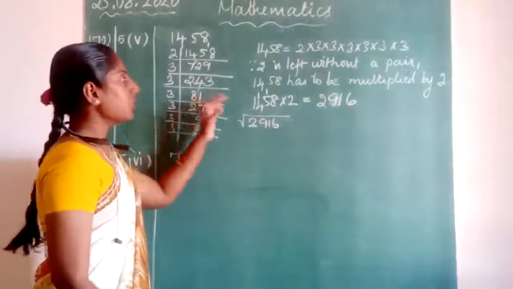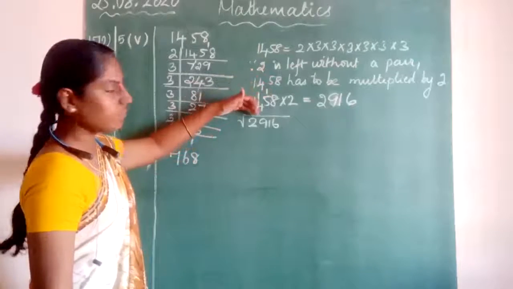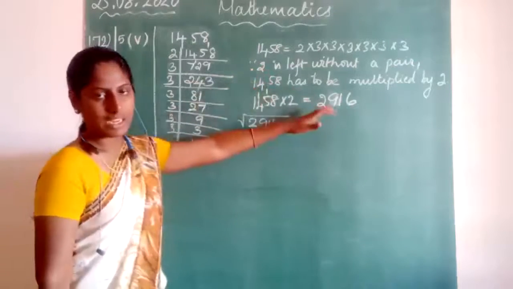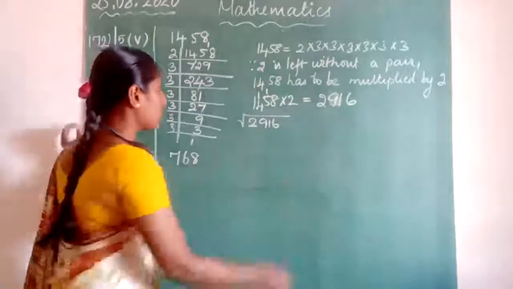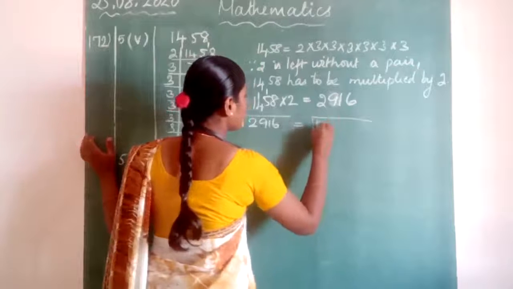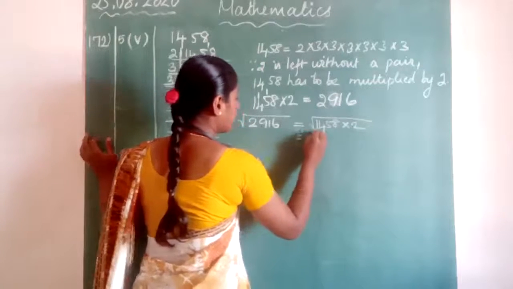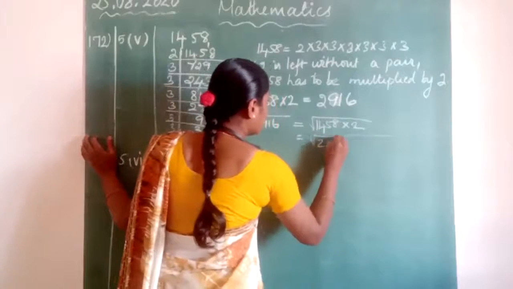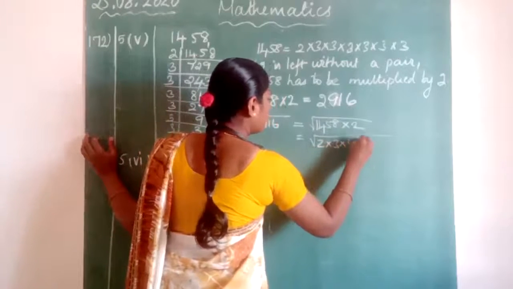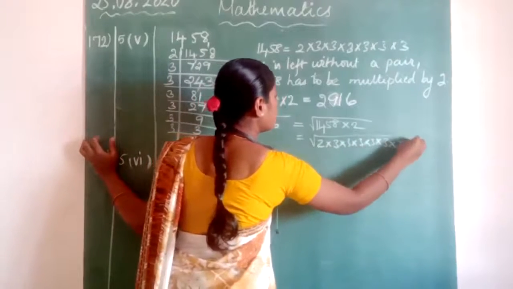First, you have to find which number is left without a pair, then multiply the question with that number and find the square number, then find the square root. Root of 1458 into 2 can be written as 2 into 3 into 3 into 3 into 3 into 3 into 3 into 2.